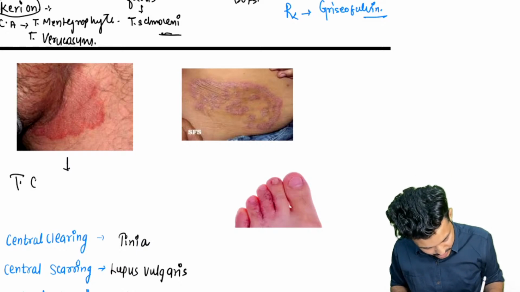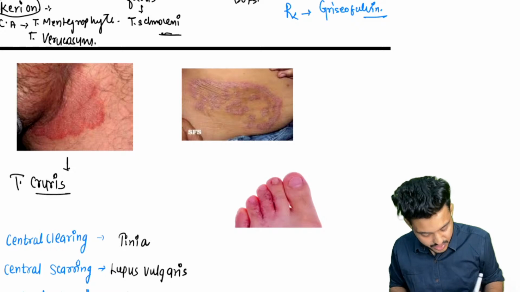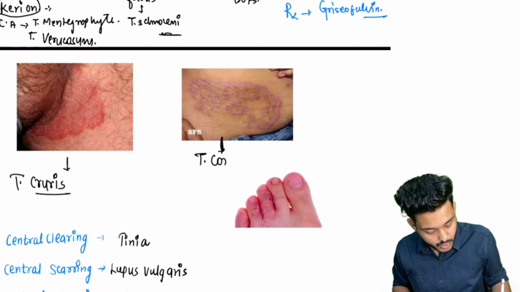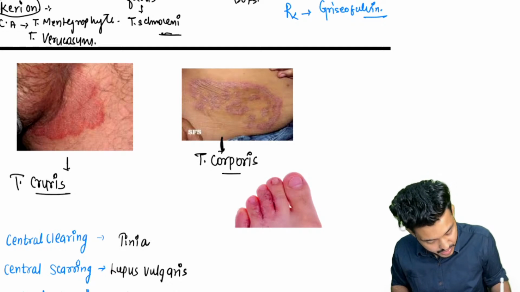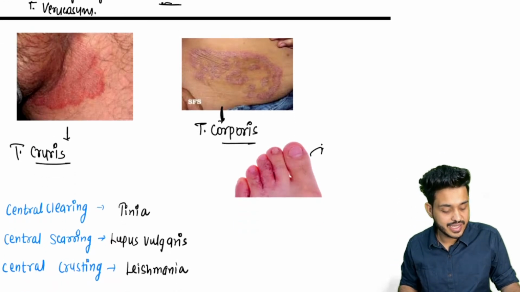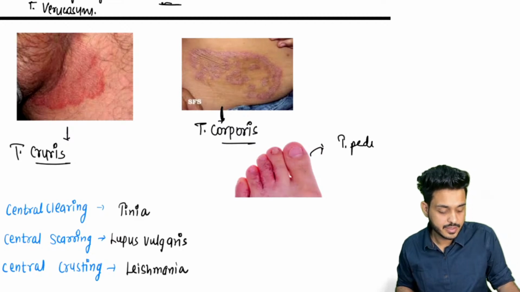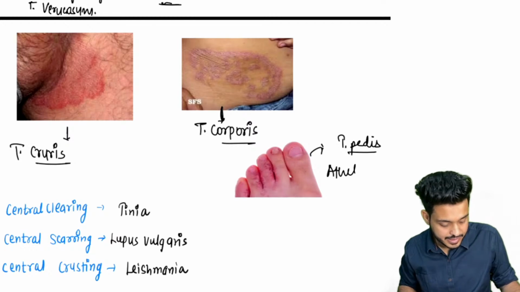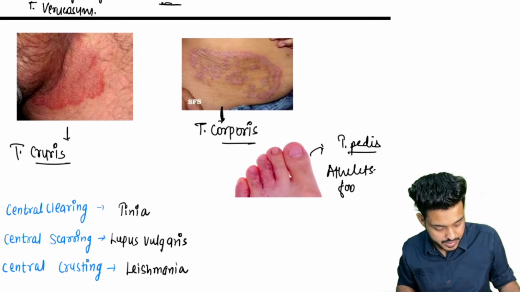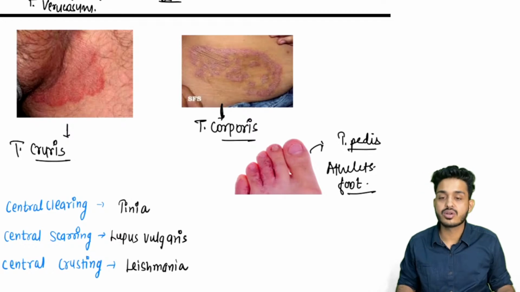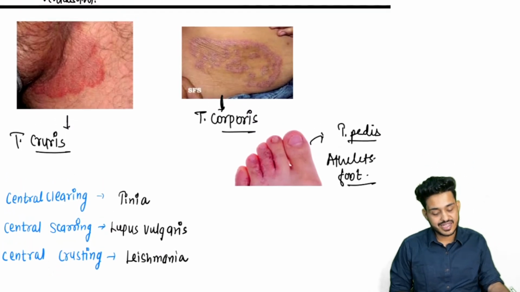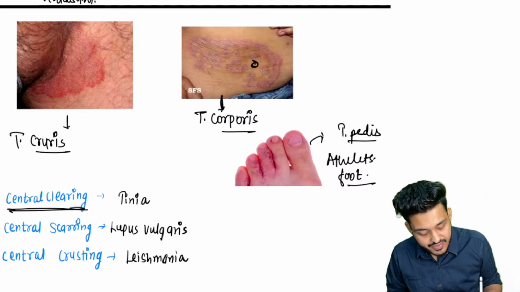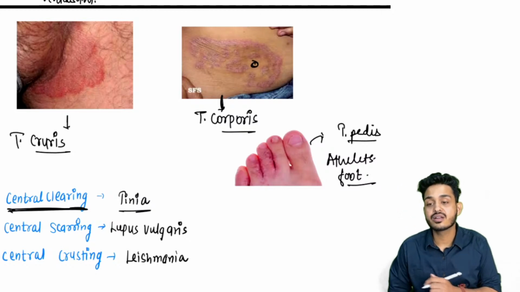That is your tinea cruris. This one is your tinea corporis, and this one is your tinea pedis. Tinea pedis, also known as athlete's foot. What will you find in tinea? You will be finding central clearing. In tinea infection, you will be finding central clearing.